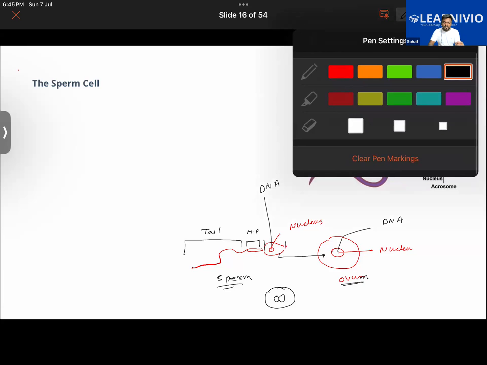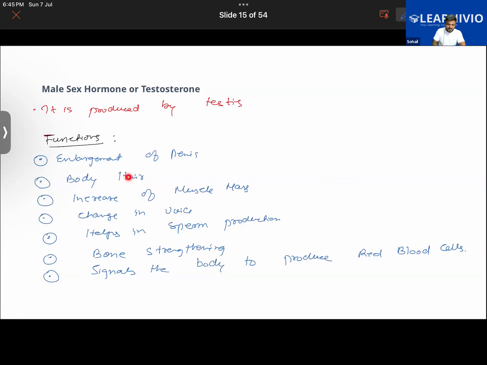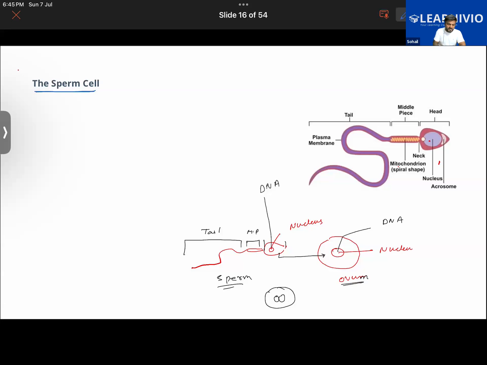Yes, sir. Get it. Good. So write what I'm writing over here. Everyone has to give this heading, the sperm cell. Previously, you would have written the functions of testosterone, right? All of you will have written it now. If anyone is left, please let me know. I will share the screenshot after the class.